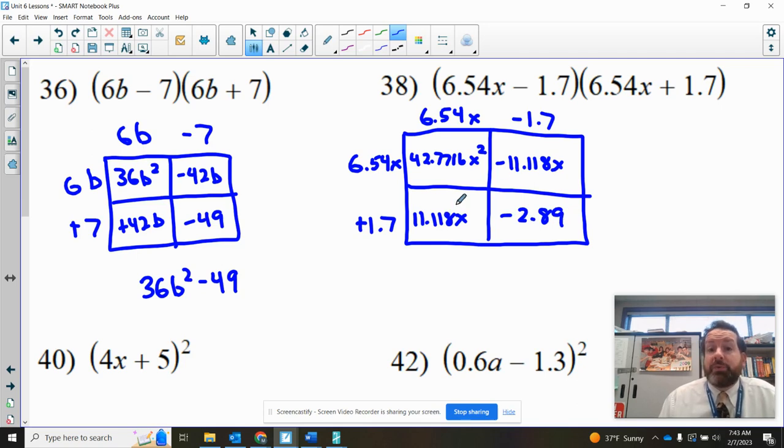So because those are exact opposites, one positive, one negative, they'll add up to 0, leaving me with just the 42.7716x squared minus 2.89 on the back.